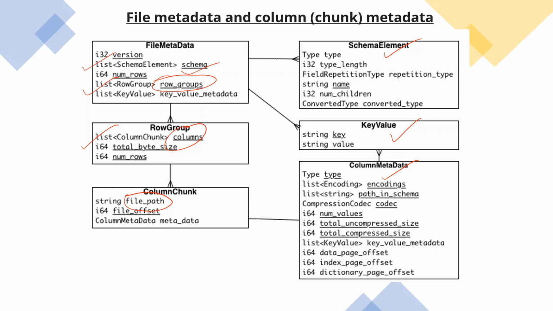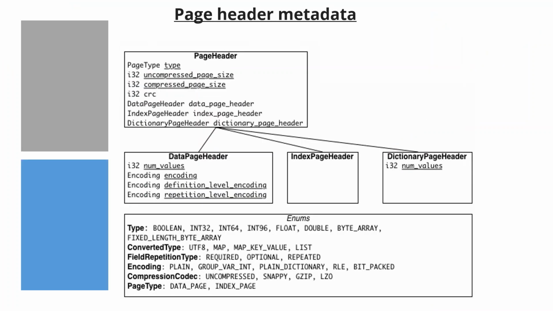This page talks about the page header metadata. If you go down, especially in the page header, you will have an encoding type, a compression codec, and different data types. These are integer, float, double. These are the supported data types in Parquet. And the page header will have the data page header, index page header, and dictionary page header. Here you will see the encoding details. So this is your page header.